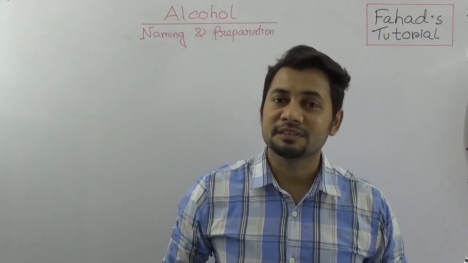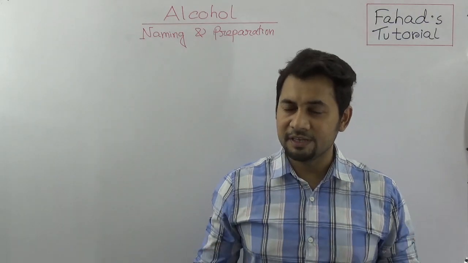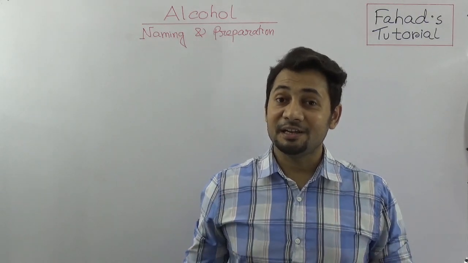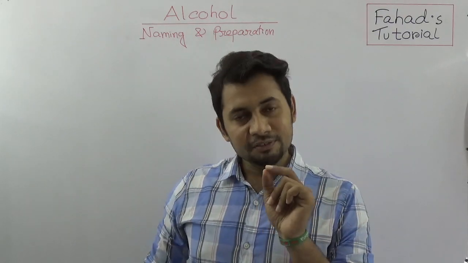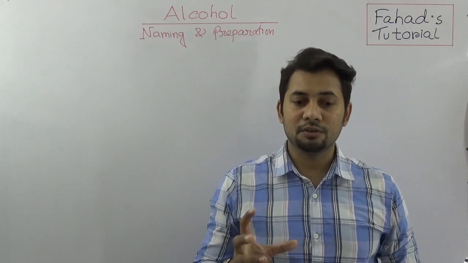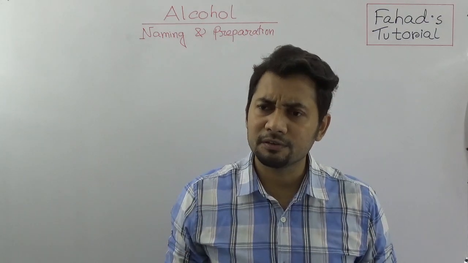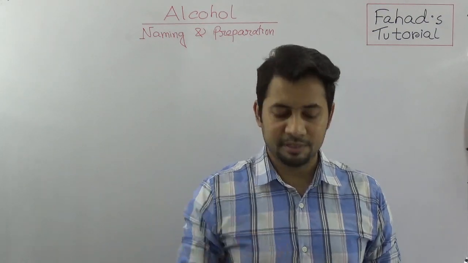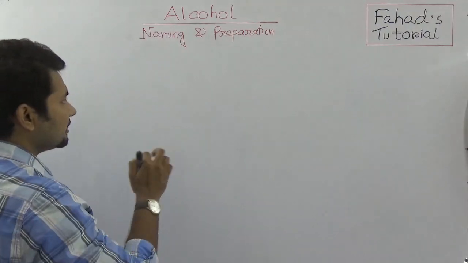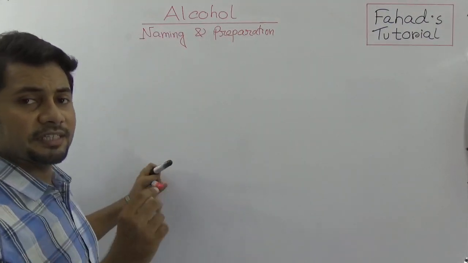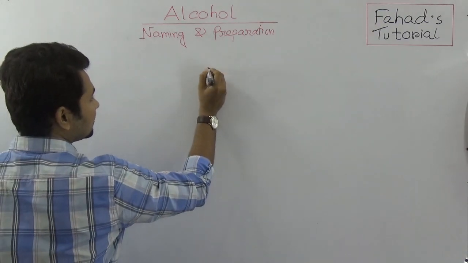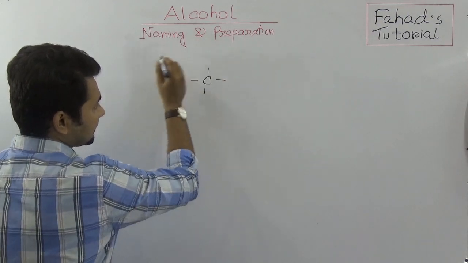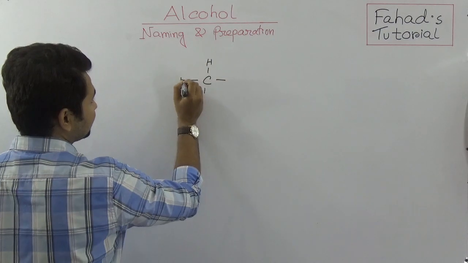Today's lecture is about alcohol, and very shortly I shall explain about alcohol naming and some process of preparations. Before going to explaining the preparations, we need to know what the definition of alcohol is and how we can name it. Simply, if we see aliphatic hydrocarbons, in case of aliphatic hydrocarbon, this is carbon and the other side is all about hydrogen.